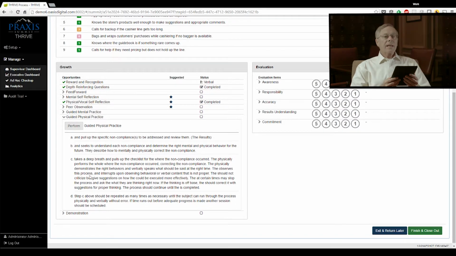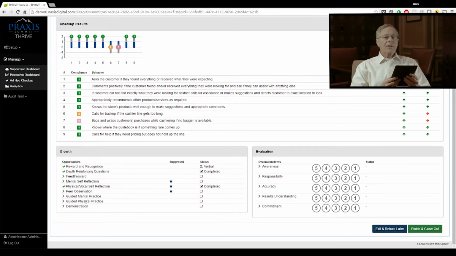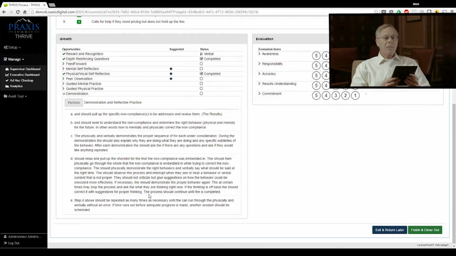And lastly is the supervisor actually going through and demonstrating the process, going through the process the way they feel it should be performed, and then modeling that process, and then having the employee follow that demonstration with trying to model what the supervisor did. So that's the highest level of deliberative reflective practice, we feel. And each of these builds up to that sequence.